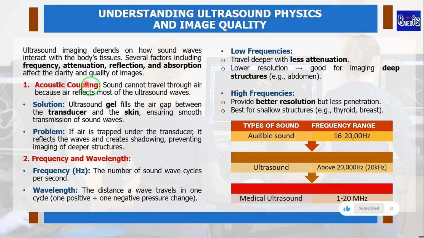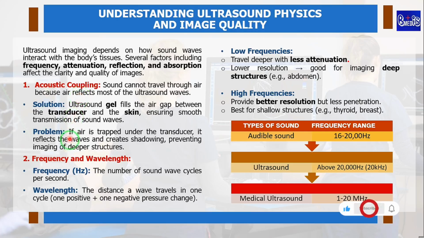Acoustic coupling. Sound cannot travel through air because air reflects most of the ultrasound waves. By now, we should have understood that. The solution to this is acoustic coupling. Ultrasound gel fills the air gap between the transducer and the skin, ensuring smooth transmission of sound waves. One problem is this: if air is trapped under the transducer, it reflects the waves and creates shadowing, preventing imaging of deeper structures. So that's where acoustic coupling comes in.